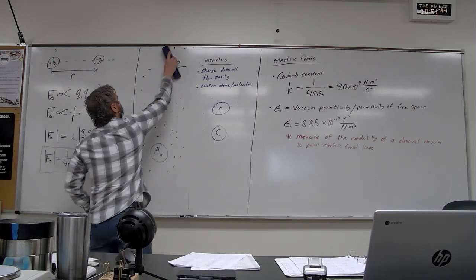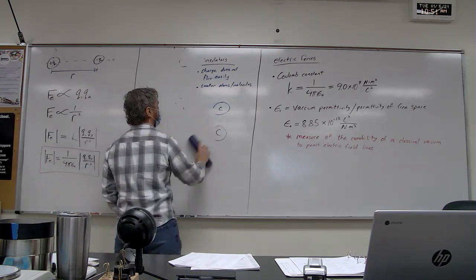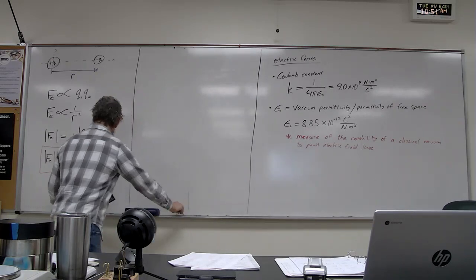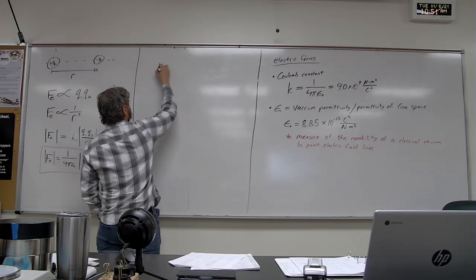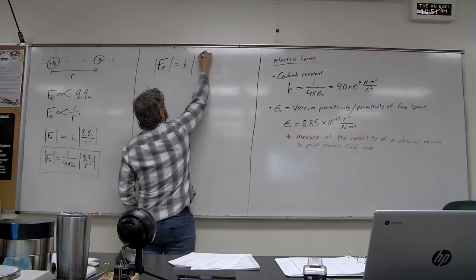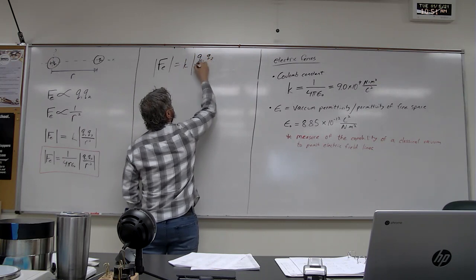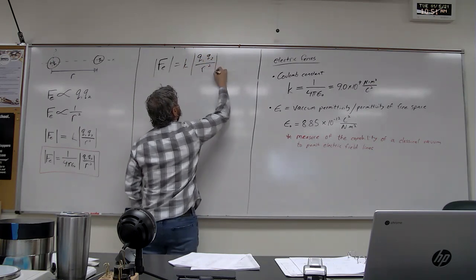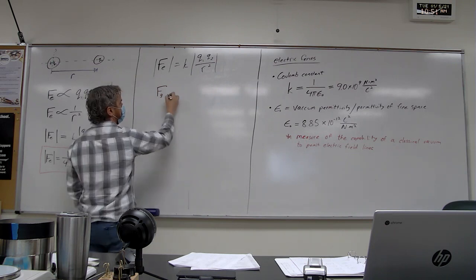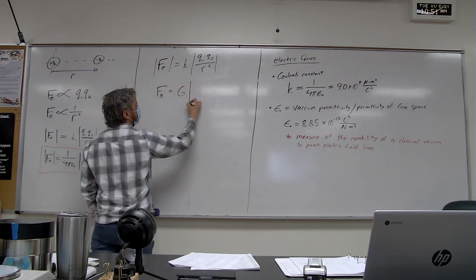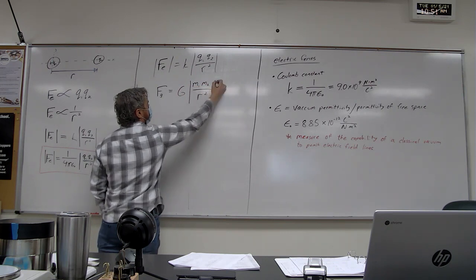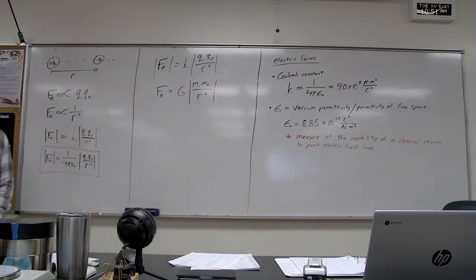And note, it's essentially the proportionality constant times the product of the two charges divided by the distance between them squared. I can write the gravitational force in the same way. It's big G times the magnitude of the two masses divided by the distance between them squared. It's Newton's law of universal gravitation.